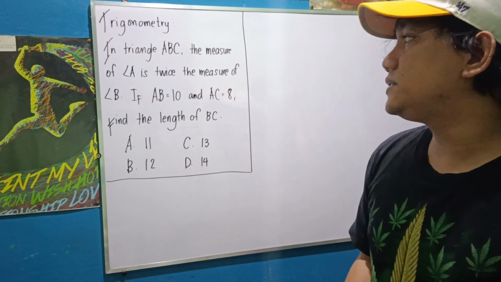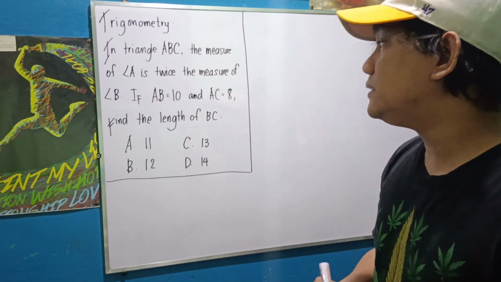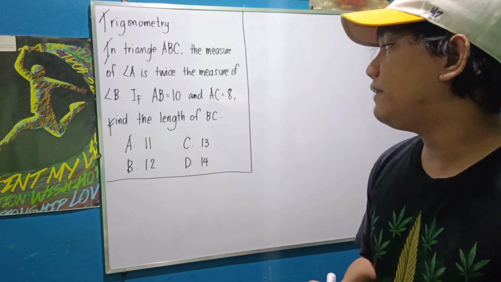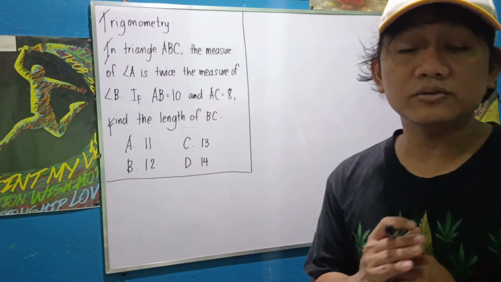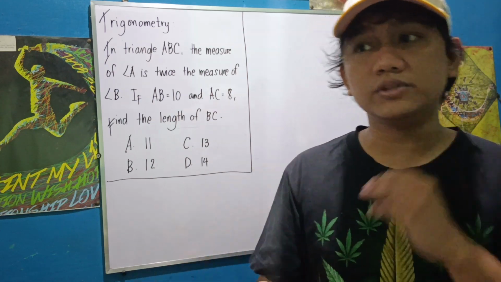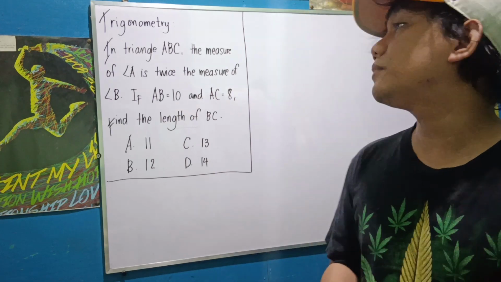In triangle ABC, the measure of angle A is twice the measure of angle B. If AB equals 10 and AC equals 8, find the length of BC. Okay, so first thing, we have to illustrate. Of course, we have to draw the problem and represent what is given in the problem.